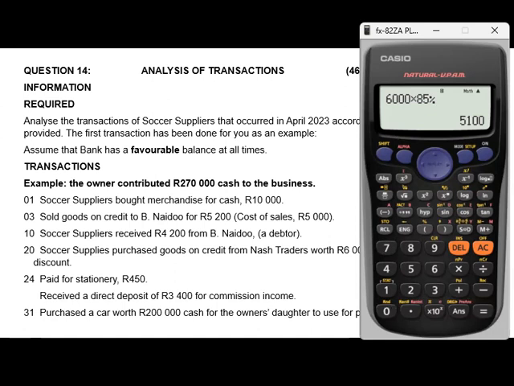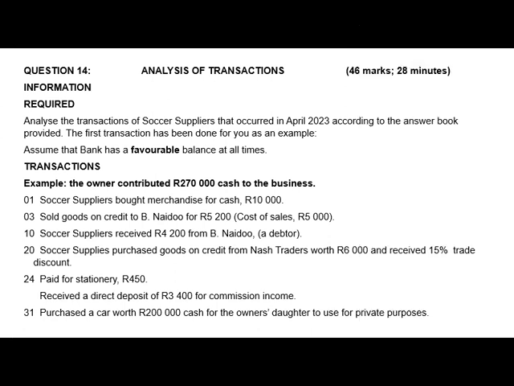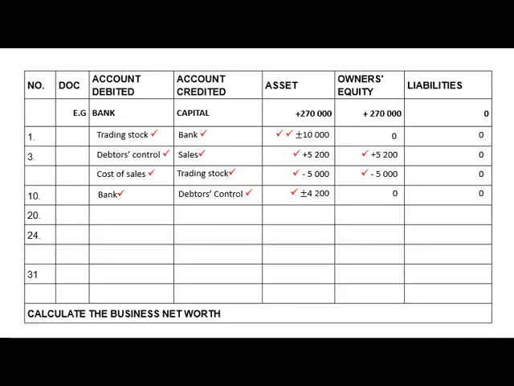To record this, you will debit trading stock because you're getting trading stock, which is an asset. You will credit creditors control because we are buying on credit. You will debit trading stock, we're getting more stock, that's what we purchased. And you will credit creditors control. That is because we are owing creditors more money.